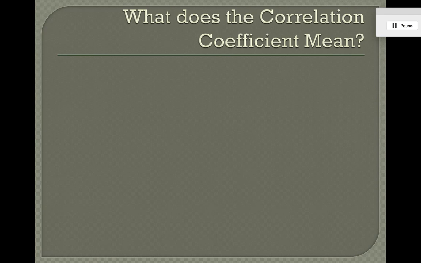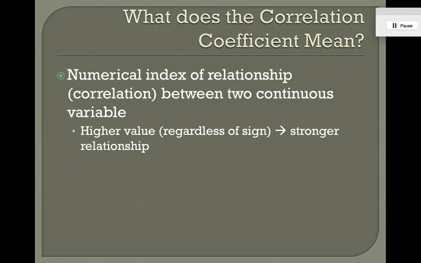So just to give you some basic standards associated with our correlation coefficient, I want to do the following for you. Remember that your correlation coefficient is a numerical index of the relationship or the correlation between our two continuous variables. So in other words, remember that the higher the value is, regardless of the sign, so the absolute value, the higher that value is and closer to 1, the stronger the relationship.